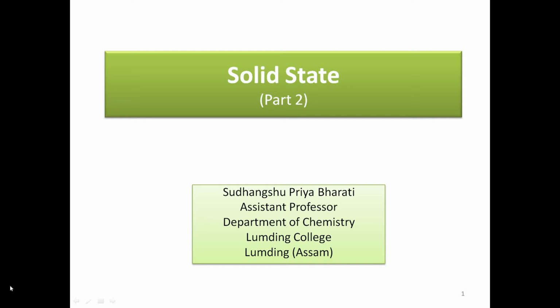Part 1 means the other two classes, which covered mainly different types of solids, like crystalline solid and amorphous solid. In this class we will look into more about crystalline solids: what is a crystal lattice, what are lattice points, what is a unit cell.